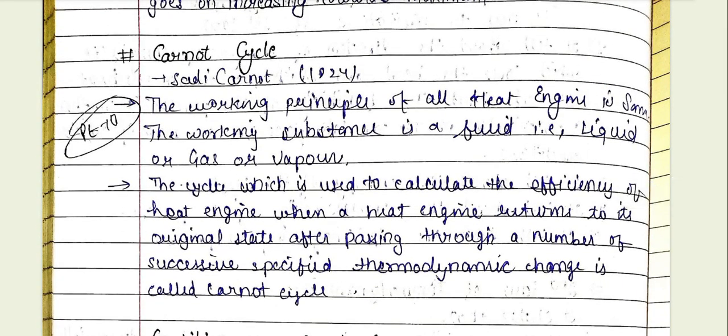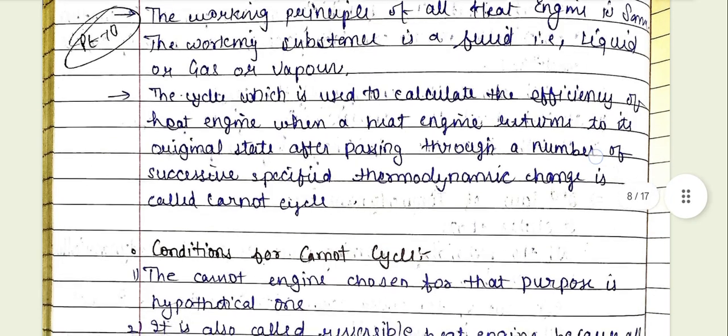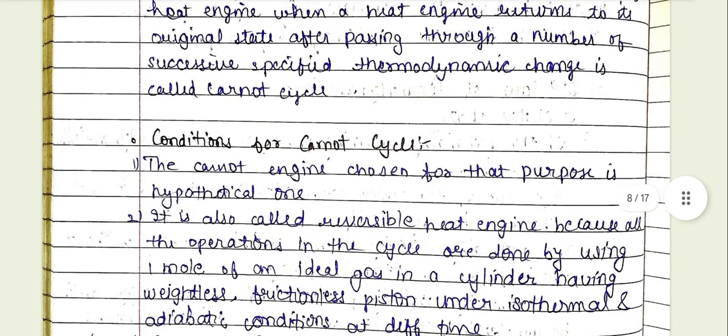Given by Sir D. Carnot in 1824. The working principle of all the heat engines is the same. The working substance is a fluid, for example liquid, gas or vapor. The cycle which is used to calculate the efficiency of the heat engine, when a heat engine returns to its original state after passing through a number of successive specified thermodynamic changes, is called the Carnot cycle.